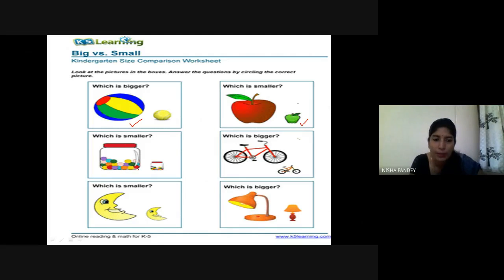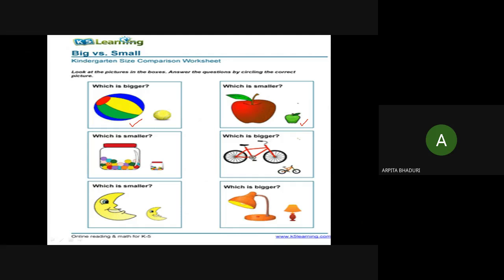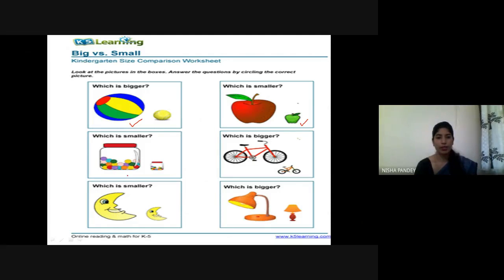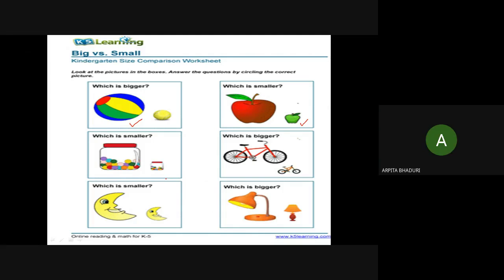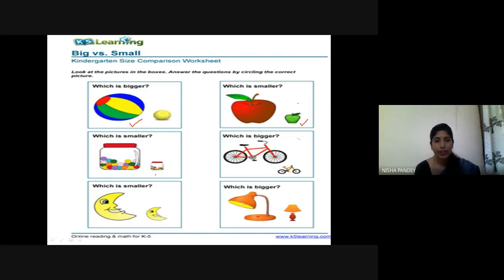Now, which is smaller among these two jars, children? Ma'am, the first one. Smaller, I'm asking. Which is smaller? No, this jar we have. Can you see these two jars? Yes, ma'am. Ma'am, smaller one. Second one is smaller. Yes, second one is smaller. Ye chota hai. It has small size.